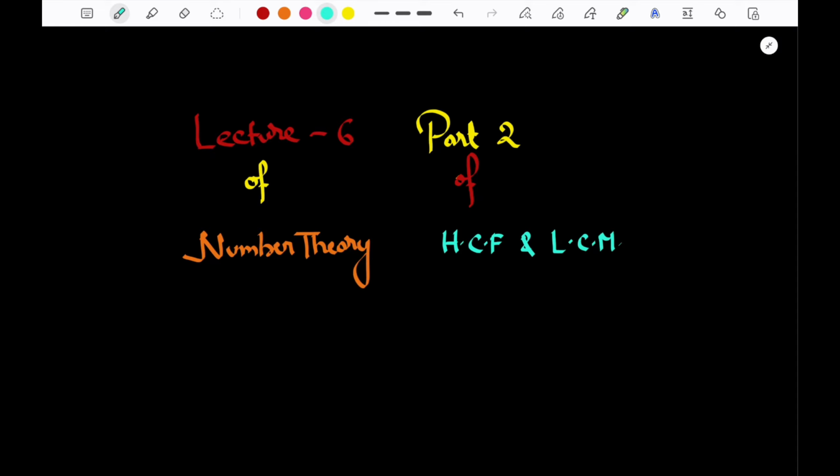Hi बच्चों, this is lecture 6 of number theory and it's part 2 of HCF and LCM. I hope that you have seen the first part completely and there were some interesting properties at the last that I have discussed. I'll continue from there.